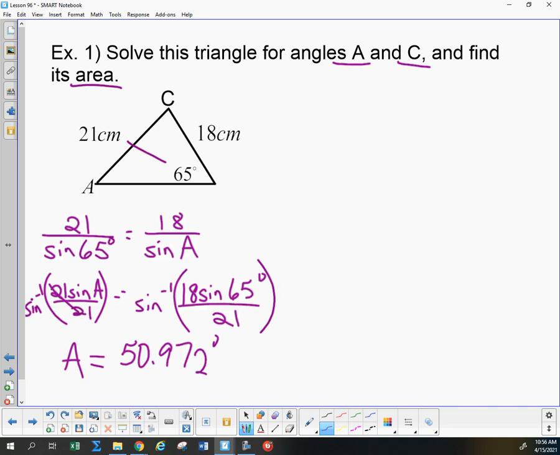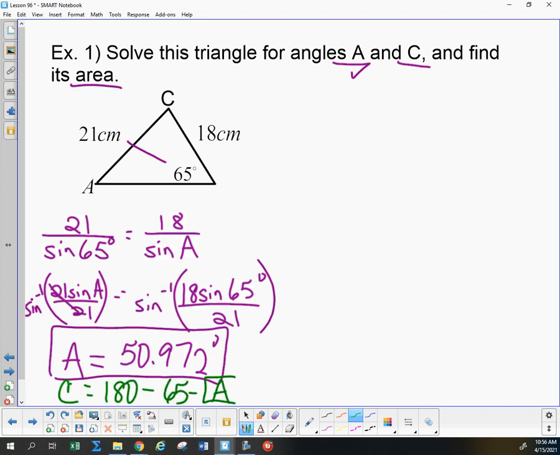All right, so now we know angle A. How are we going to find angle C? Triangle sum. So store that real fast before you go on. And then we know that C will have to be 180 minus the 65 minus our stored angle A.